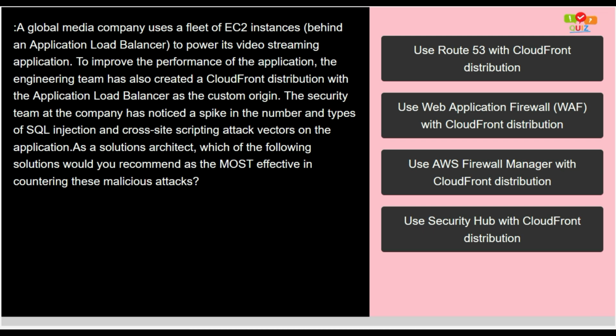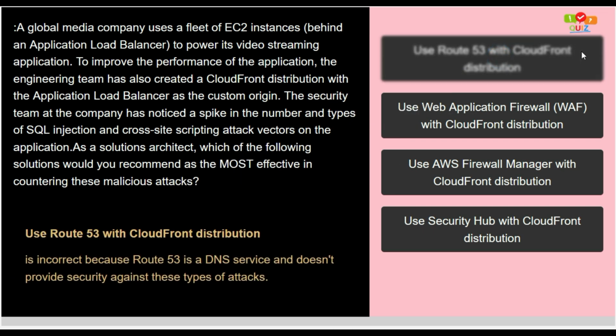Time up. Now let us analyze the answers. Option 1, use Route 53 with CloudFront distribution, is incorrect because Route 53 is a DNS service and doesn't provide security against these types of attacks. So option 1 is the wrong answer.